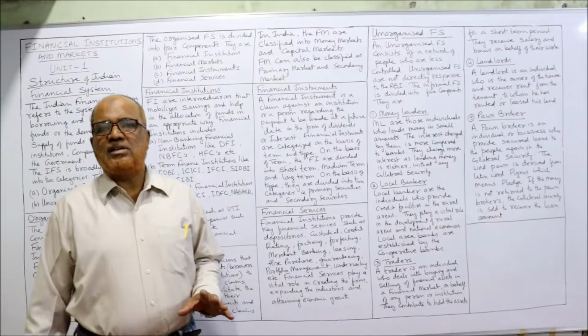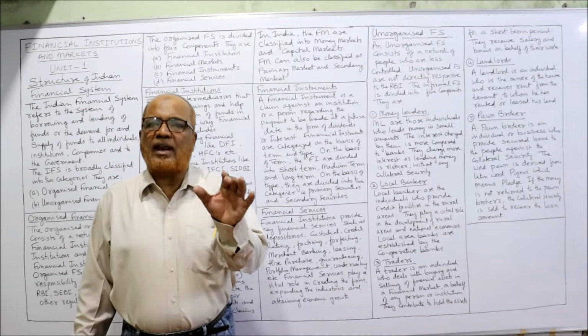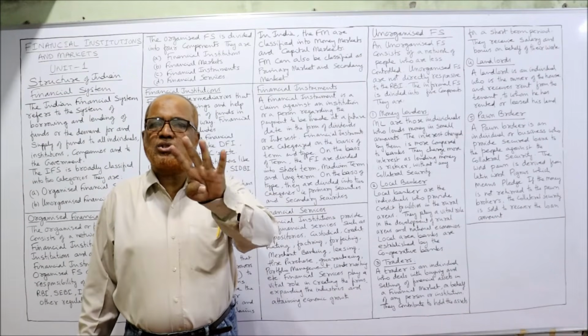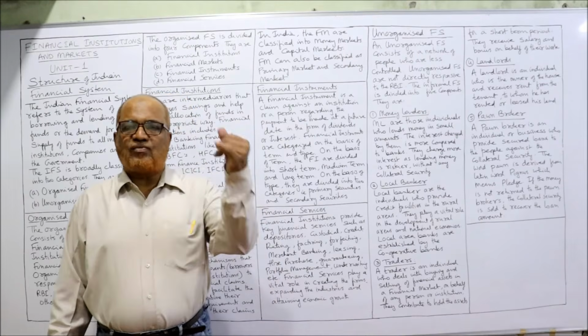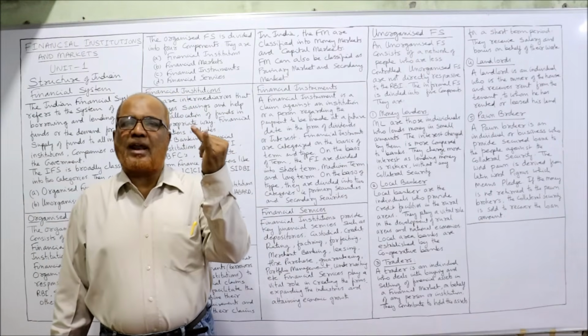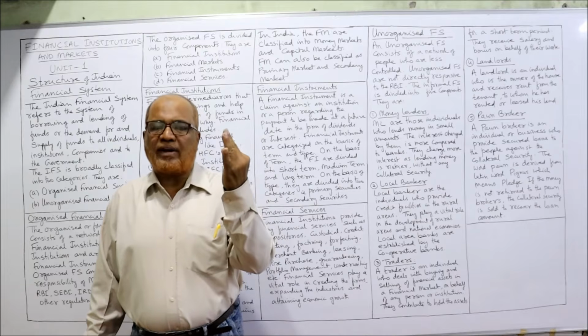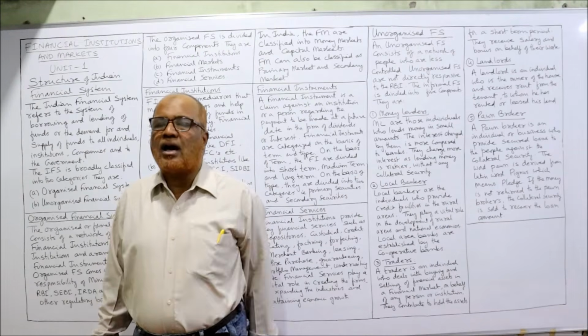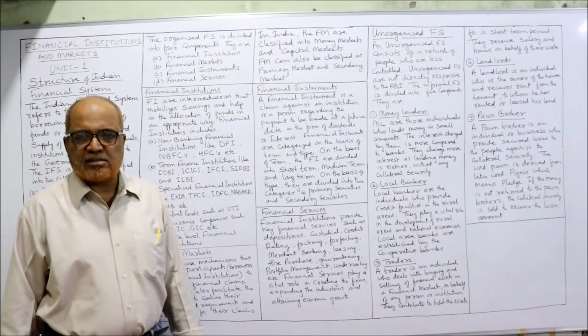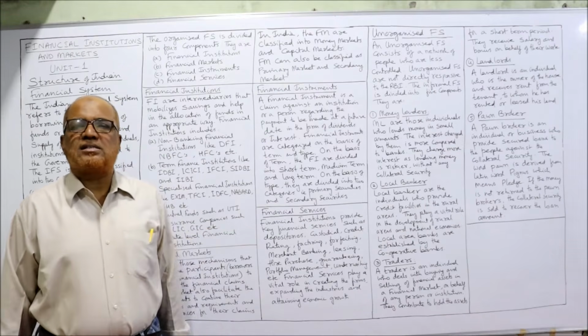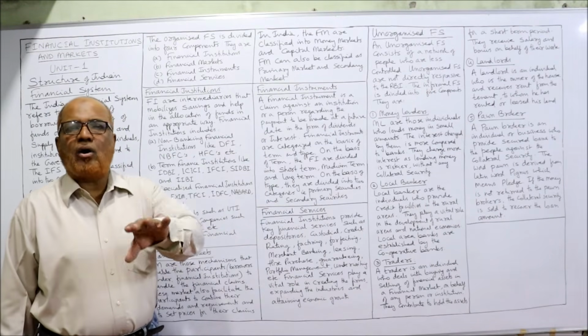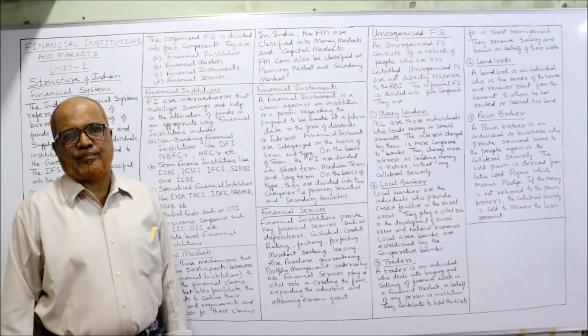So far we have discussed the organized financial system, which consists of four components: financial institutions, financial markets, financial instruments, and lastly financial services. Now we'll move on to the next sector, that is the unorganized financial system.